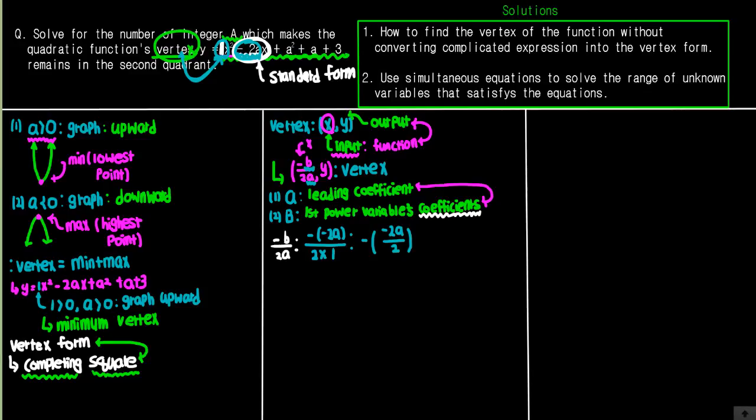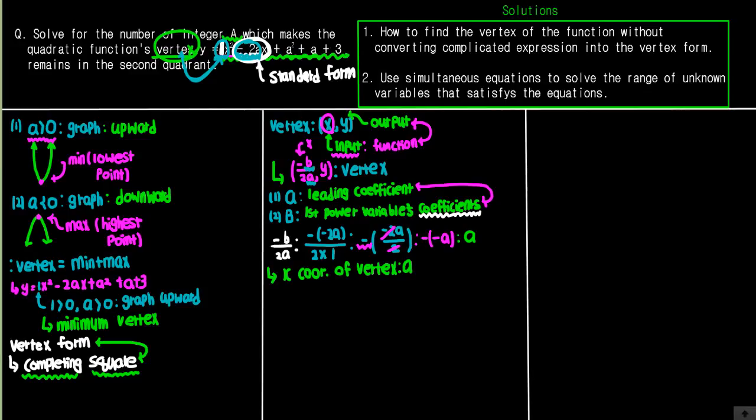So if we finish our calculation, 2, negative 2, and then 2 cancels out as negative a, but we still have the negative in front, right over here. So this is just going to end up being positive a. So we can see that our x coordinate of the vertex will just be a.